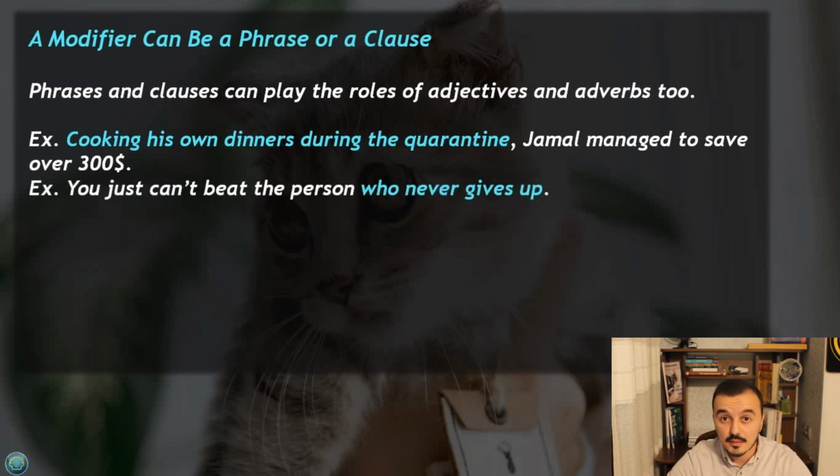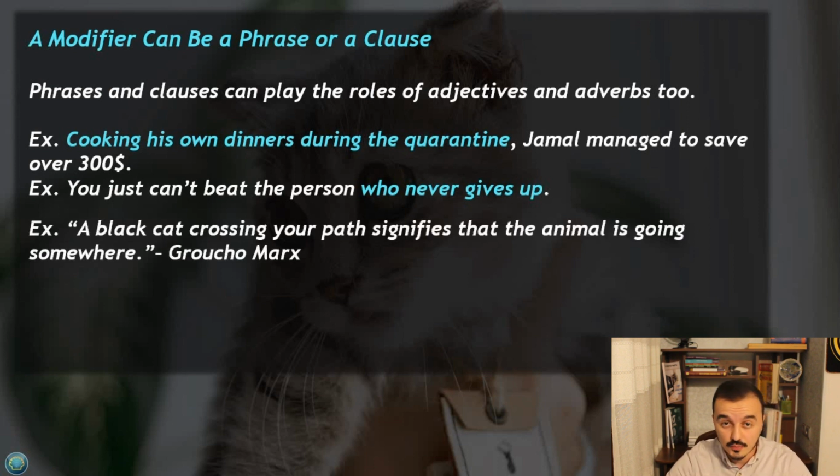You just can't beat the person who never gives up. In this case, who never gives up is my relative clause and it modifies the person. What kind of person you can't beat? The person who never gives up.